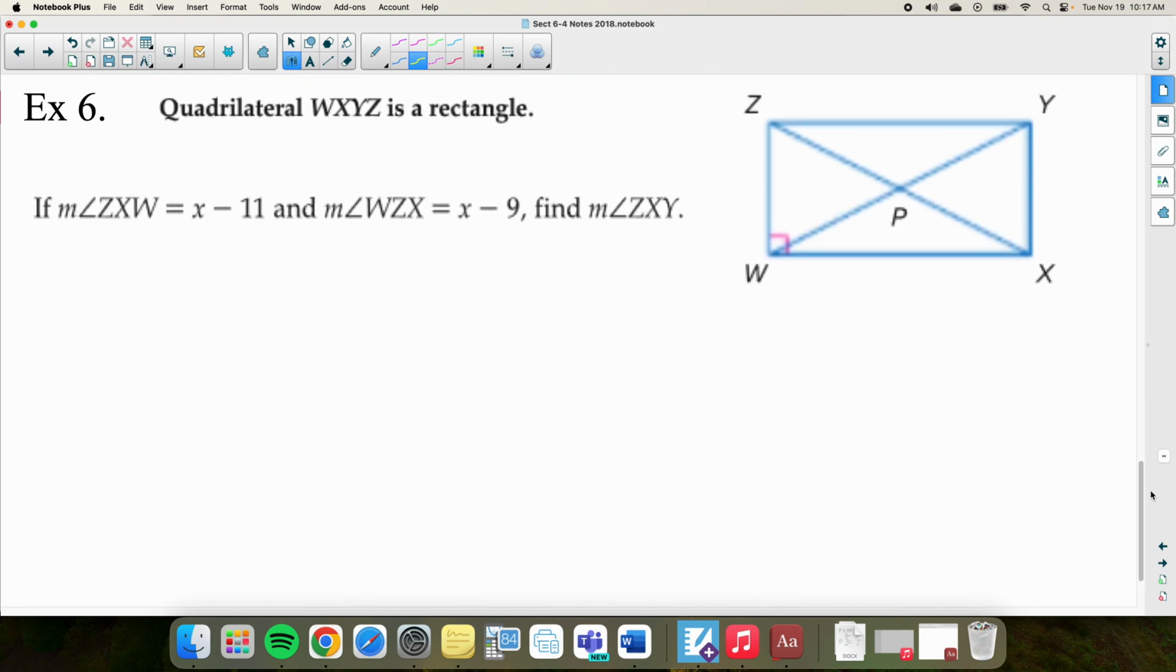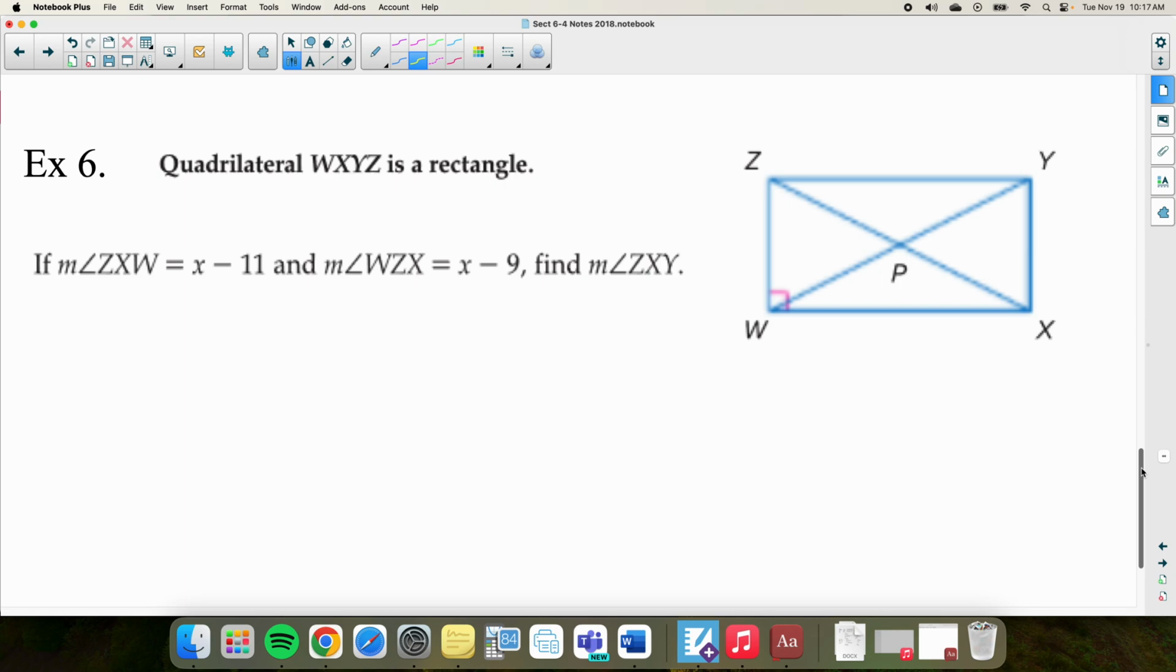All right, in this one, it says angle ZXW, which is right here, is x minus 11. And WZX, which is right here, is x minus 9. Anyone see how we could do this one?